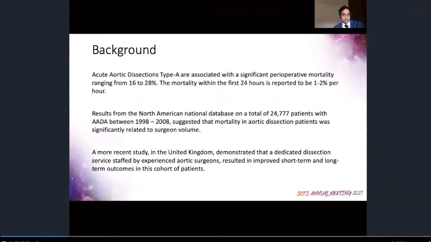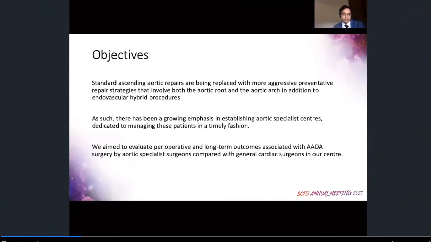A more recent study in the United Kingdom in Liverpool demonstrated that a dedicated dissection service staffed by experienced aortic surgeons resulted in improved short-term and long-term outcomes. Standard ascending aortic repairs are being replaced with more aggressive preventative repair strategies, and this involves both the aortic root and the aortic arch. As such, there has been a growing emphasis on establishing aortic specialist centers dedicated to managing these patients in a timely fashion. We aim to evaluate perioperative and long-term outcomes associated with surgery by aortic specialist surgeons.